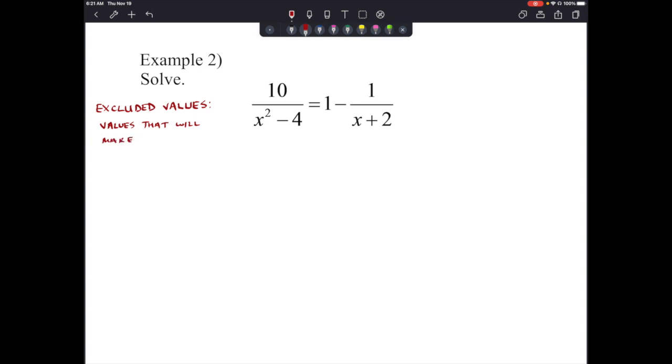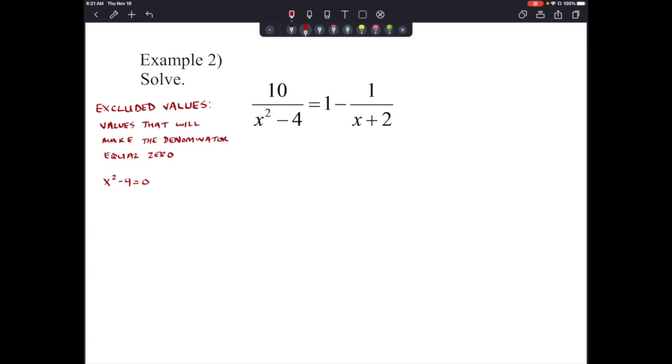So again, they are values that will make the denominator equal 0. We don't want those because then we have something that's undefined. Denominator equals 0. So we want to find out what those are. And sometimes you can do it before, you can do it after. But all I'm going to do, remember, is we're going to set each denominator equal to 0 and solve it.